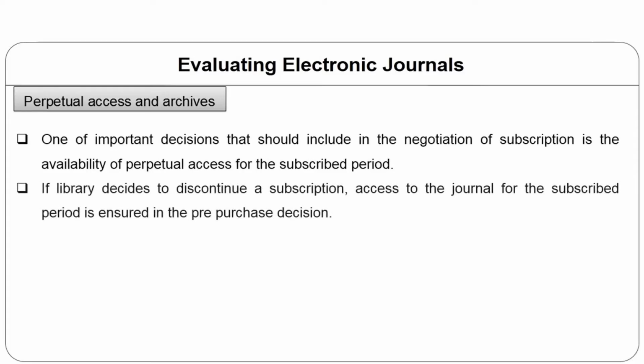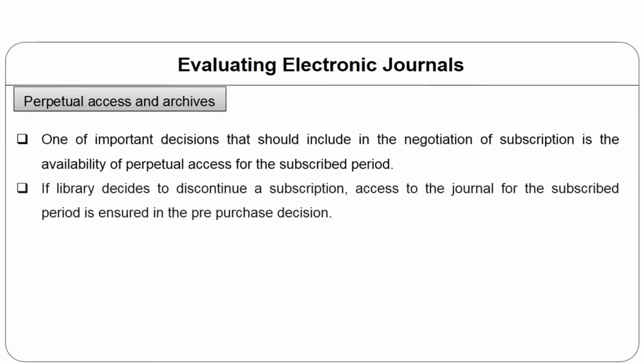The other aspect which needs to be looked at is the technological issue, where it is expected that libraries should be allowed to browse, search, print, and download articles from the access provided, either with IP filtering or user authentication. And most importantly, their ability to integrate with the electronic resource management tools such as discovery services, federated search services, link resolvers, compliance to international standard protocols, journal finder, and COUNTER-compliant statistics. Apart from this, one of the important decisions that should be included is the negotiation of subscription in the availability of perpetuity for the subscribed period.